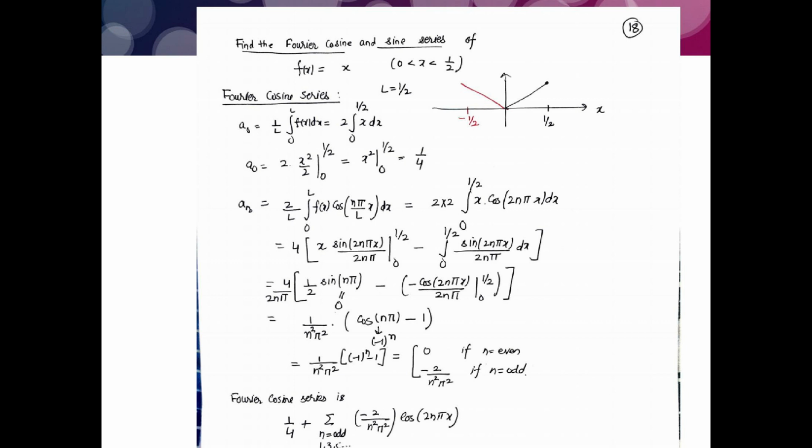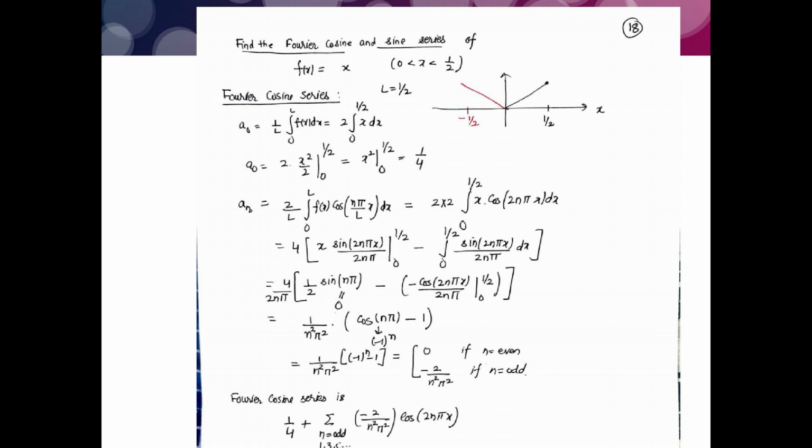Let's consider one more example. f of x is x, and it is defined from 0 to half. For this function we have to find out the Fourier cosine as well as the Fourier sine series, or you can say find the half range expansions of the function f of x defined like this. So let's start with the Fourier cosine series.